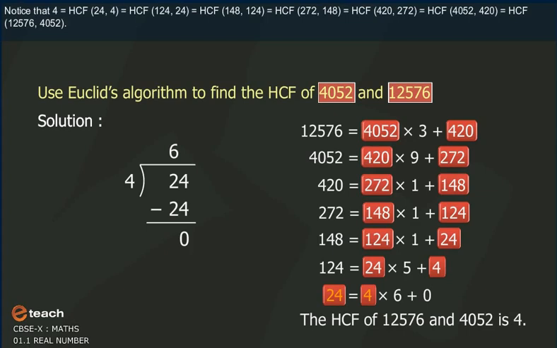Notice that 4 = HCF of 24 and 4 = HCF of 124 and 24 = HCF of 148 and 124 = HCF of 272 and 148 = HCF of 420 and 272 = HCF of 4052 and 420 = HCF of 12576 and 4052.